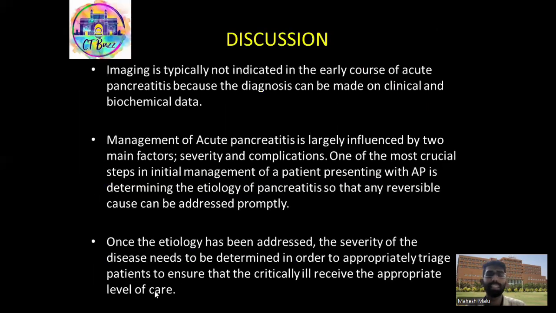Imaging is typically not indicated in the early course of acute pancreatitis because the diagnosis can be made on clinical and biochemical data. The management of acute pancreatitis is largely influenced by two main factors, severity and complications. One of the most crucial steps in the initial management of a patient presenting with acute pancreatitis is determining the etiology so that any reversible cause can be addressed promptly. Once the etiology has been addressed, the severity can be managed and the triage system can be applied.